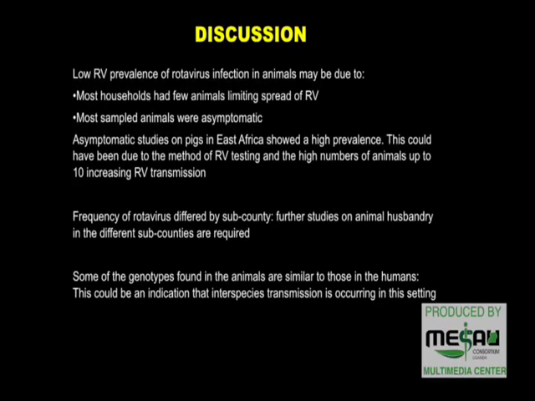Also, to notice, some of the genotypes found in the animals are similar to those in the humans. This would be an indication that we have interspecies transmission in our setting. This would require further research, maybe by carrying out sequencing on these samples.